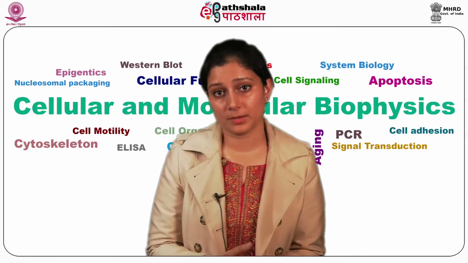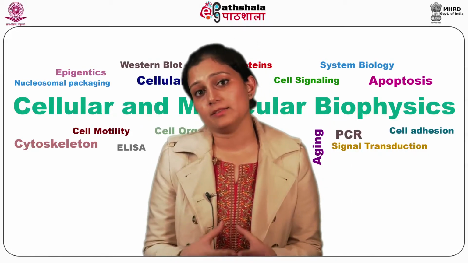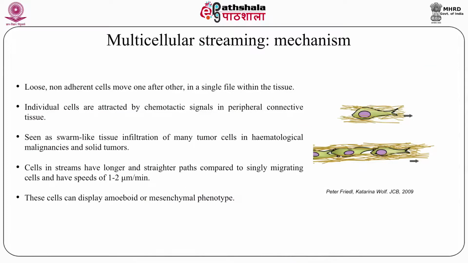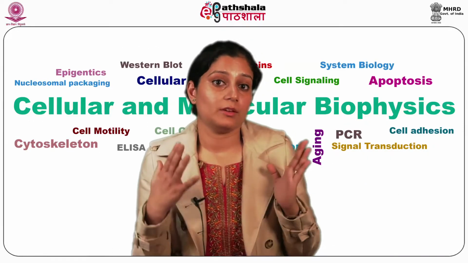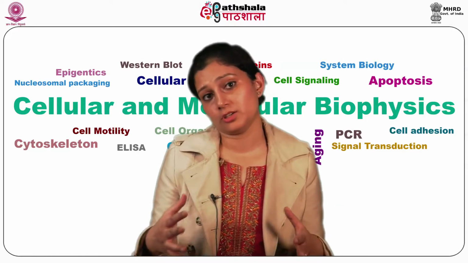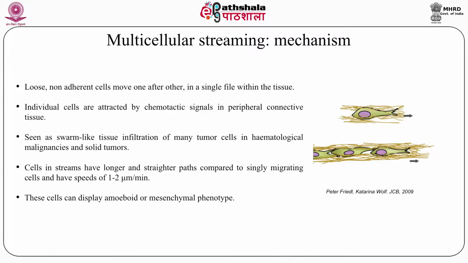In multicellular streaming, loose, non-adherent cells move one after another in a single file within the tissue. Individual cells are attracted by chemotactic signals in peripheral connective tissue. It is seen as a swarm-like tissue infiltration of many tumor cells in hematological malignancies and solid tumors. Cells in streams have longer and straighter paths compared to singly migrating cells and have speeds of 1 to 2 micrometers per minute. These cells can display amoeboid or mesenchymal phenotype.